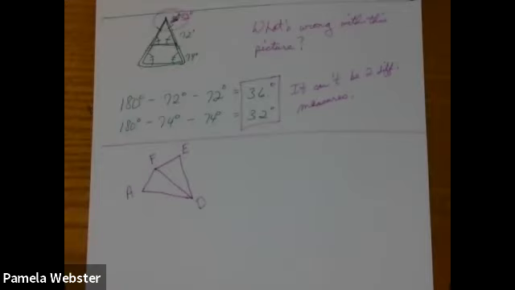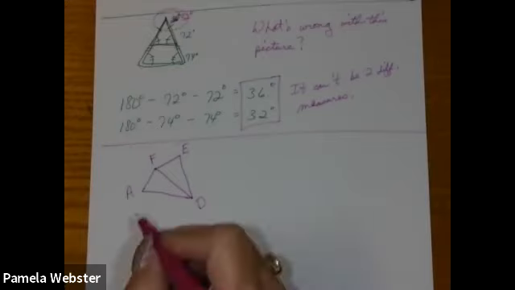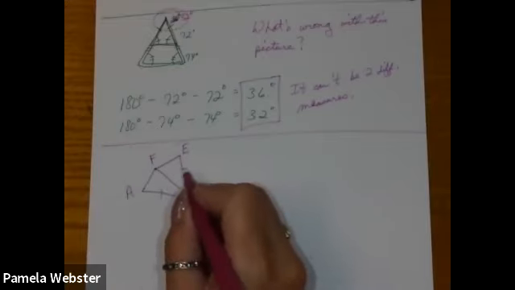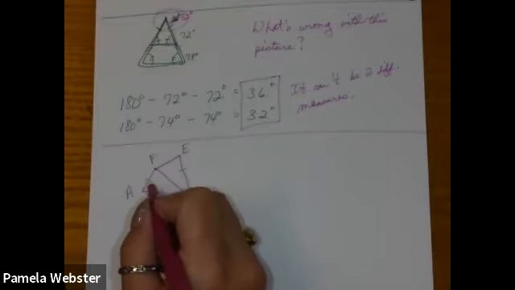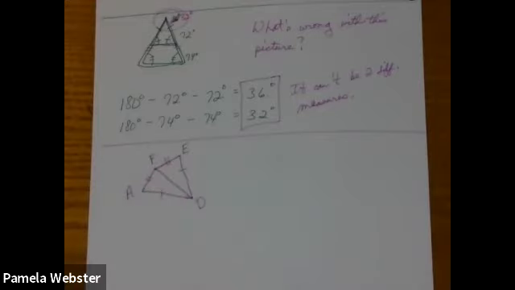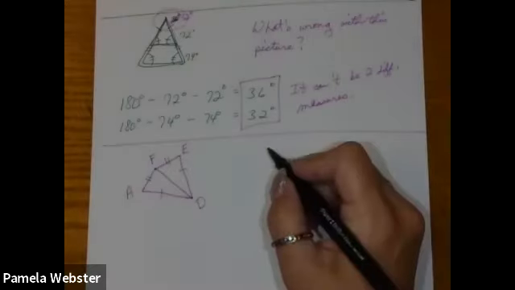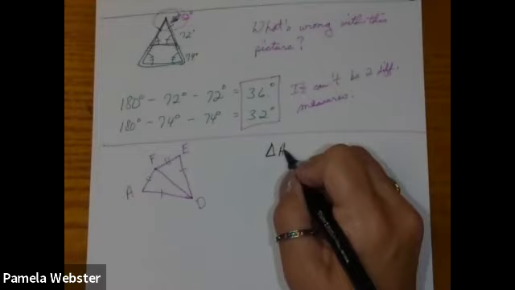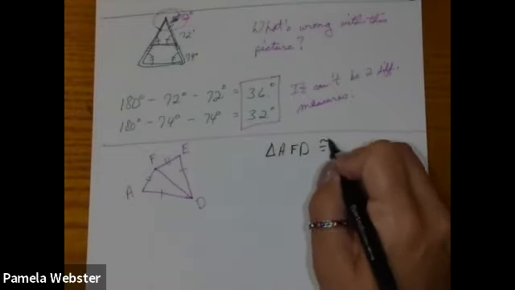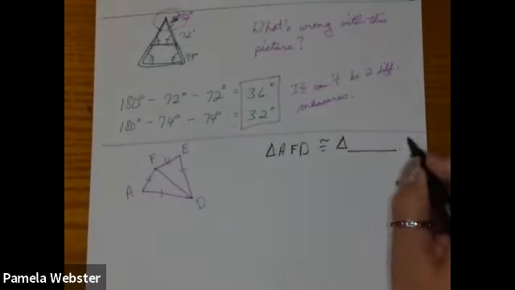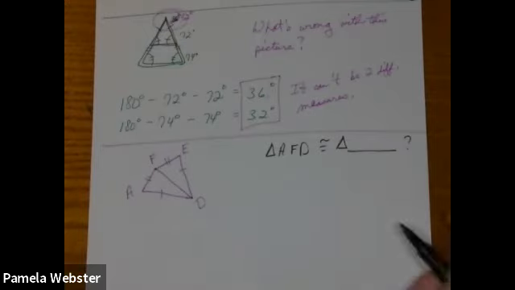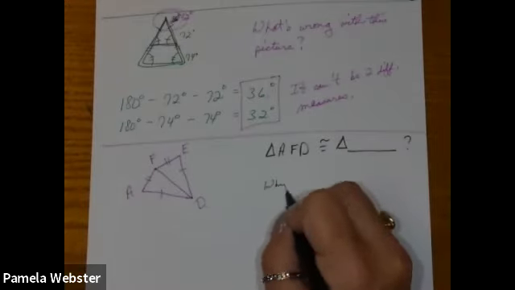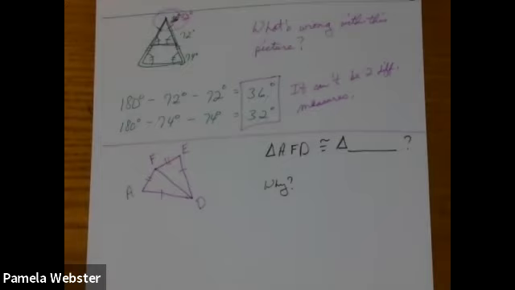Okay, I have a couple of congruent legs. The AD is congruent to the ED, and the AF is congruent to FE. Now what this says is triangle AFD is congruent to what? So it should be another triangle. And then why, or how do you know?